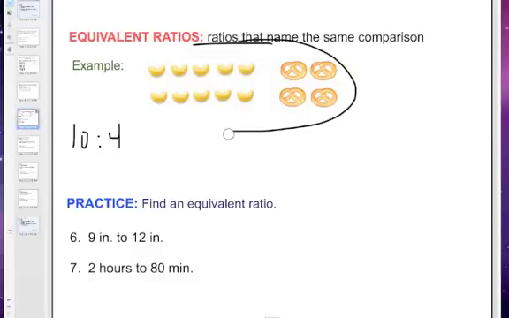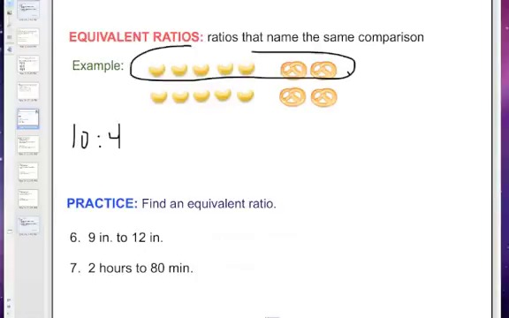But I can look at this arrangement a little bit differently. Instead of thinking of my 10 cashews as a whole, I could divide them into 2 equal parts of 5. And then I can take my 4 pretzels and divide those into 2 equal parts of 2. So to find an equivalent ratio, instead of looking at my snack mix as a whole, I'm going to look at it in parts. So I could say this ratio is the same as 5 cashews for every 2 pretzels.